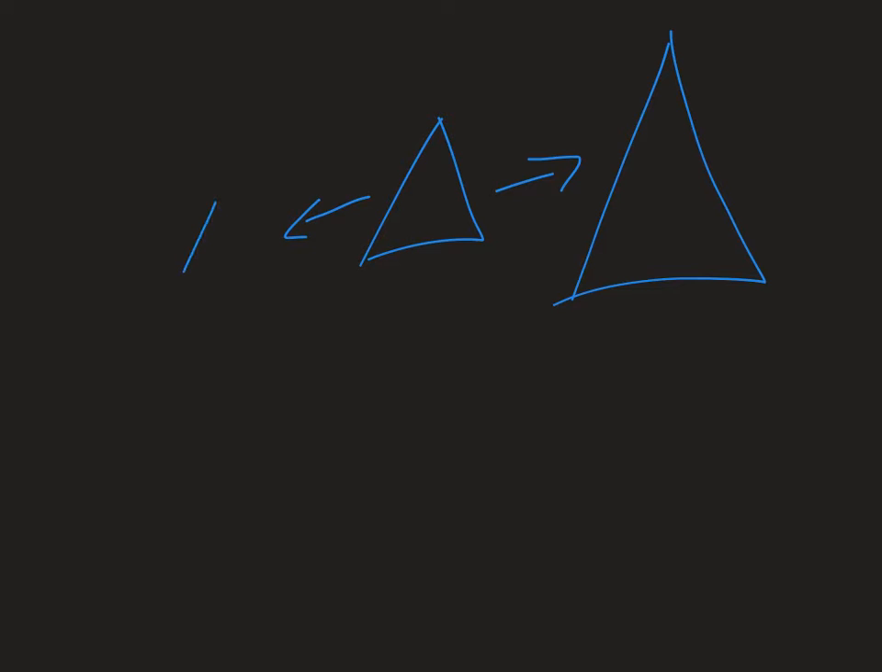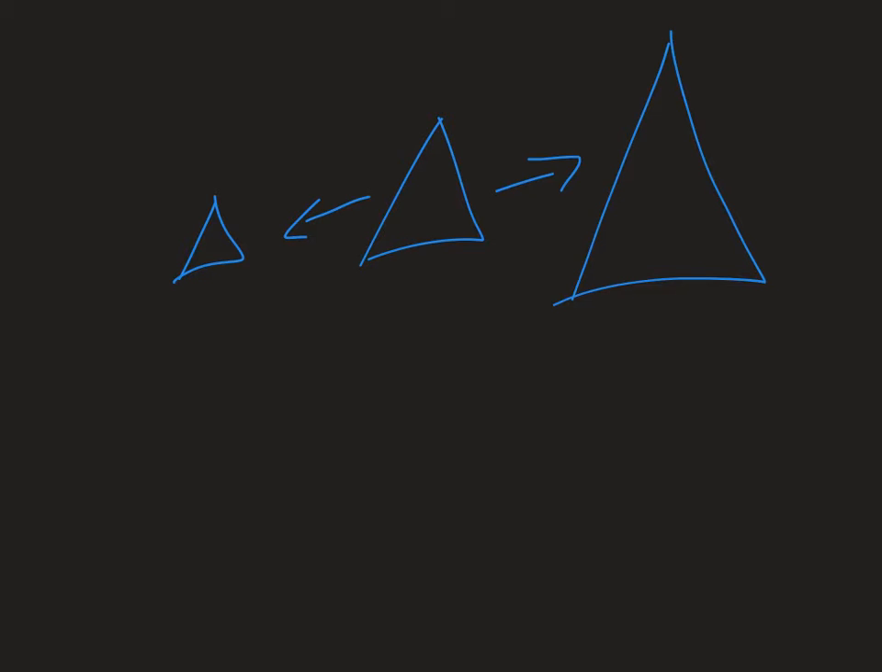A dilation basically means either I'm taking a figure and increasing its size while maintaining its proportion, or I'm decreasing its size while maintaining its proportion. So in essence, when I dilate something, I'm maintaining my similarity. I will be creating another similar figure.